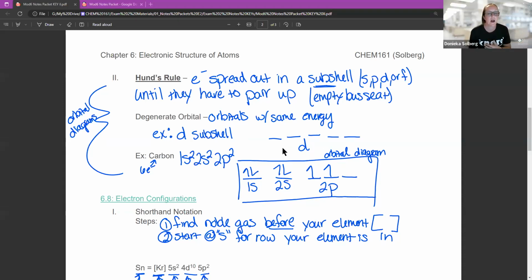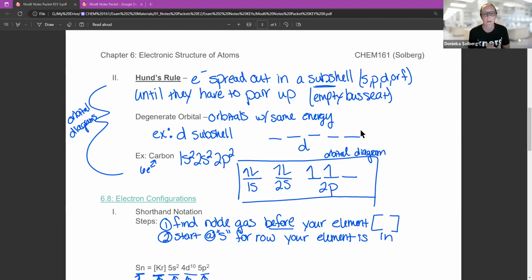D holds 10 electrons. It has 1, 2, 3, 4, 5 orbitals in it. Each one can hold 2 electrons. So if I only had 5 electrons to put in here, I would put 1 in each orbital. And then if I had a 6th, I would start pairing them up. I would put 2 here and so on and so on.